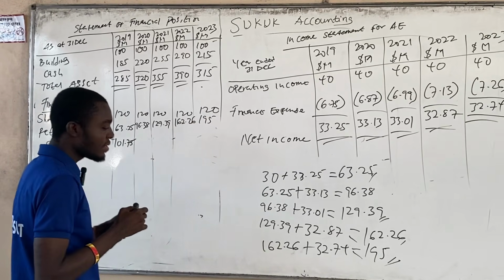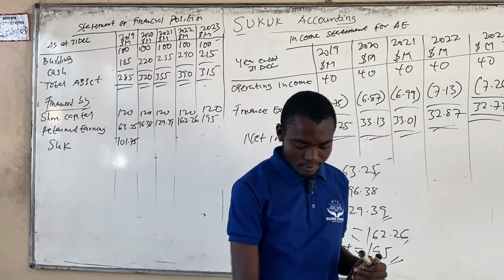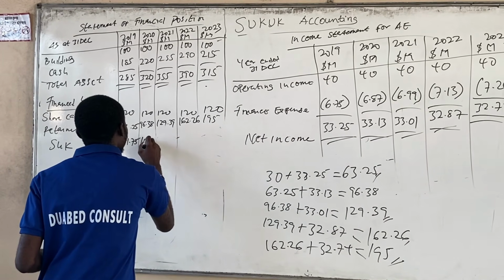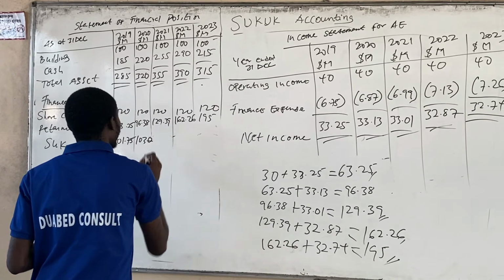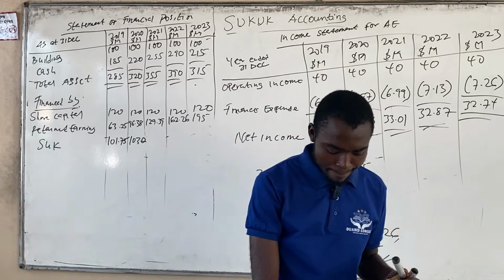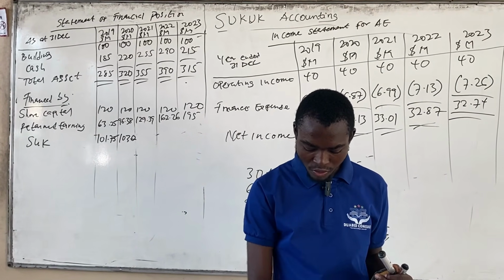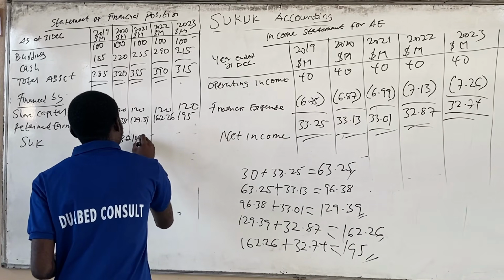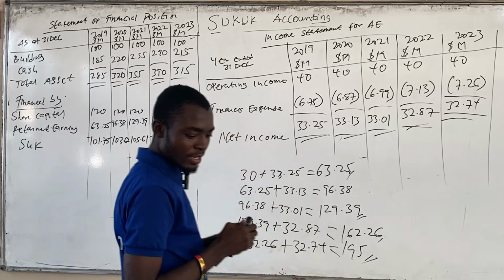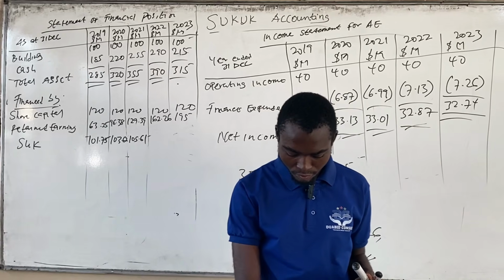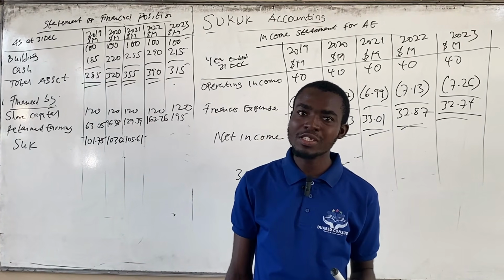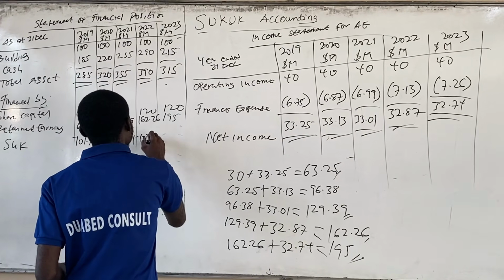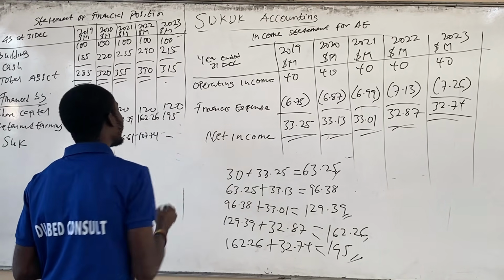For the second year, it was 103.62. For the third year, it was 105.61. For the fourth year, it was 107.74. And then the fifth year will be dashed.